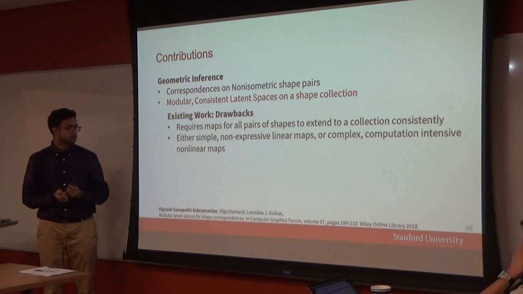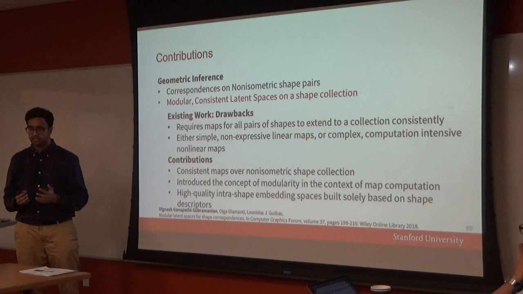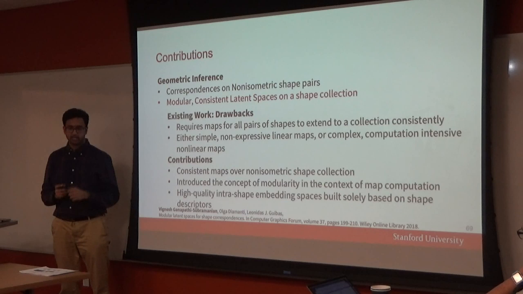So here we propose consistent maps over a non-isometric shape collection. Here we solve this problem by means of introducing the concept of modularity for the first time in the context of shape map computation. To do this, we build high quality embedding spaces based on simply the descriptors of every single shape, thereby making this parallelizable over all the shapes.